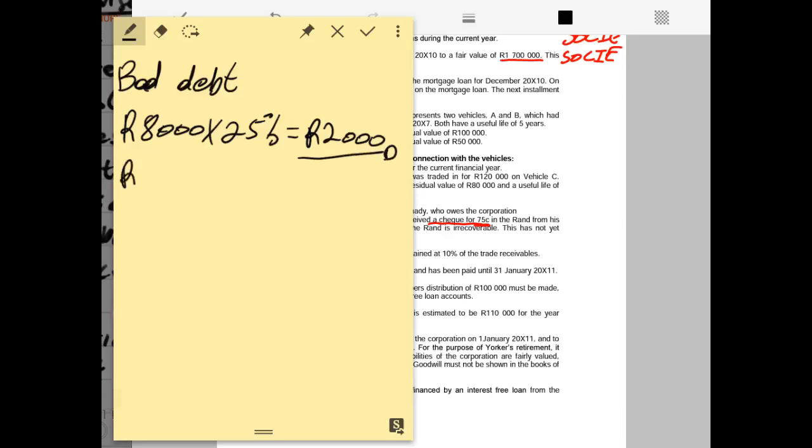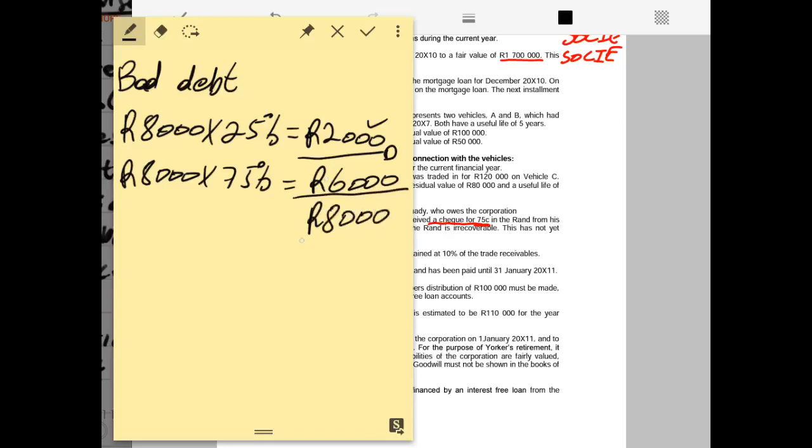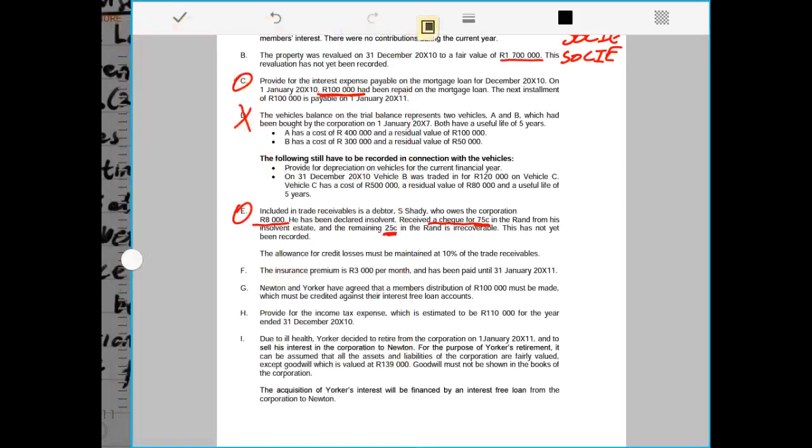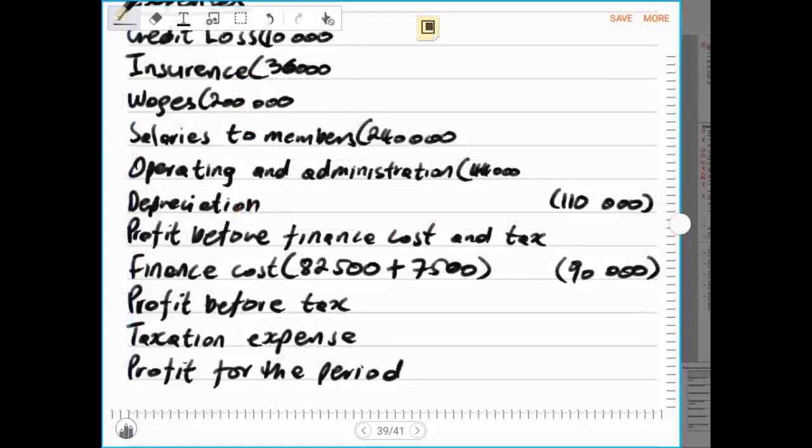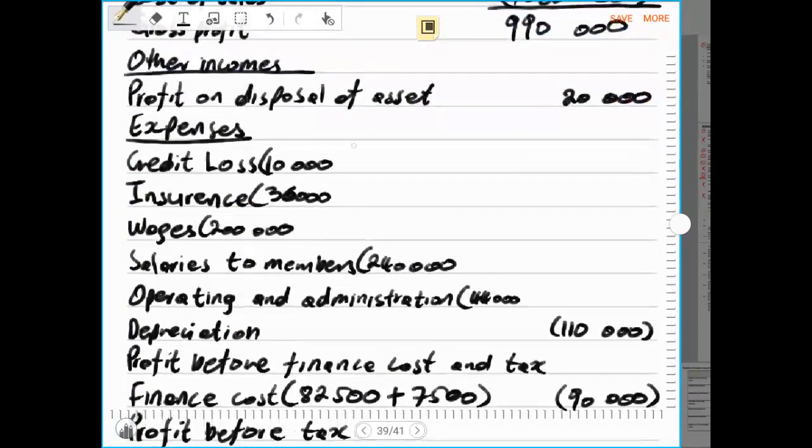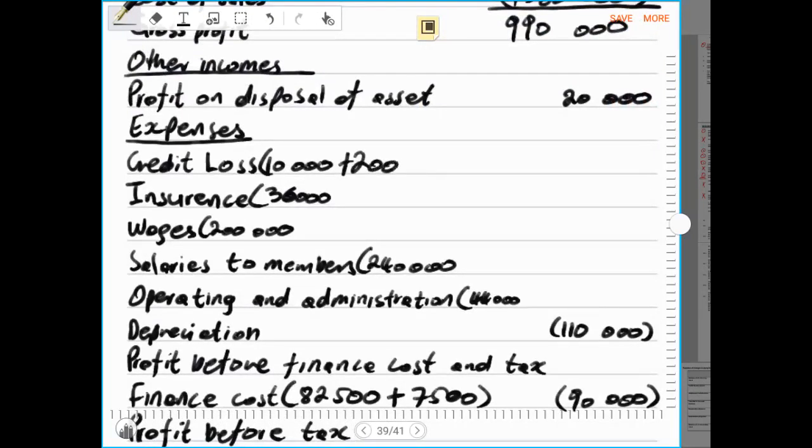Remember, another part is the fact that out of the 8,000, 75% is 6,000. 6,000 was received, but 2,000 will never be received. That means the full amount of 8,000, which is 2,000 plus 6,000, is no longer a debtor in the business. Therefore, now it means the full 8,000 must be removed from the debtors of the business as from now after this transaction. Let me first recognize 2,000 as a bad debt in the income statement. Then under my credit losses, I say plus 2,000 rands. I add the 2,000 rands.